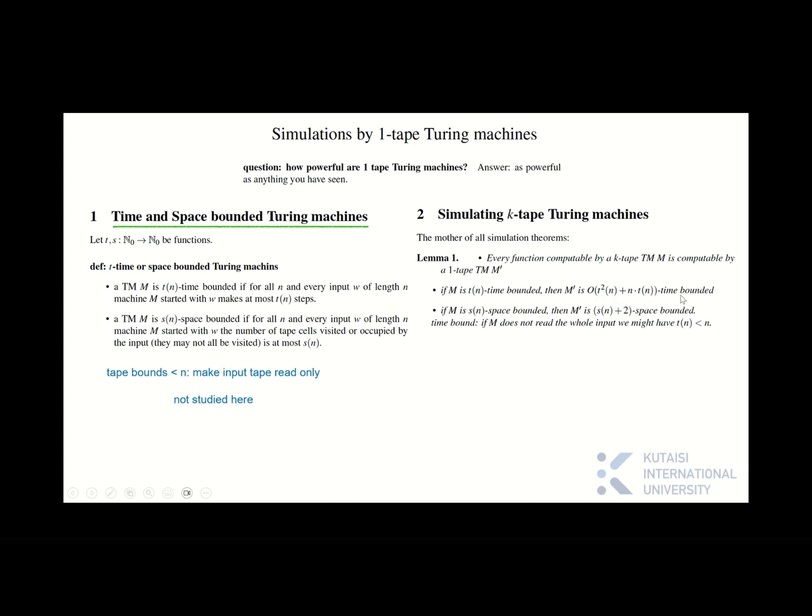So this much time bounded. The trade-off is you square the time. If you were using, let's say, n cubed movements to decide on your length-n input whether you accept it or not, or you output whatever, then you would need n to the fourth many steps. So it squares the time, but in case of space, it doesn't really change anything. If M is S(n) space bounded, then M prime, which is just a one-tape machine, will be S(n) plus 2 space bounded. So you just need 2 more cells and that's it. It basically stays the same. If you put big O here, it's the same. If f does not read the whole input, we might have T(n) less than n, but we don't care about this.